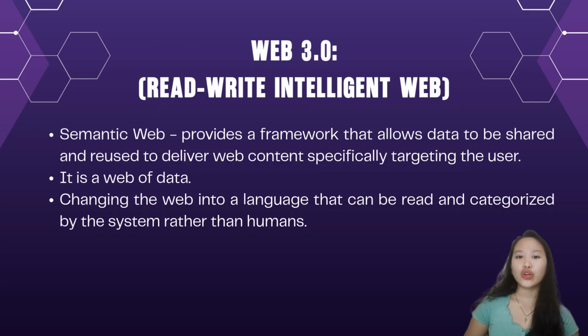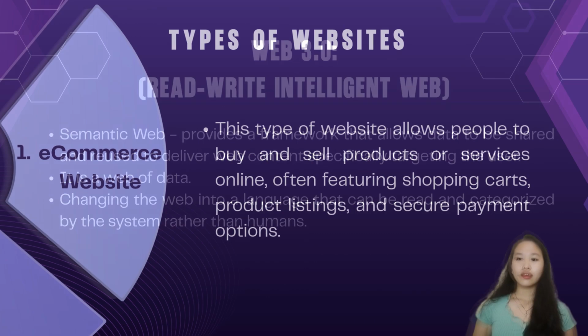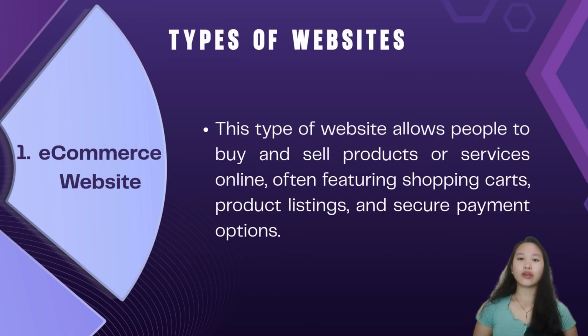Now that we've understood what Web3 is and how it works, let's explore the different types of websites that exist across all generations of the web, from Web 1 to Web 3. These categories will help us see how websites serve different purposes and audiences, and how they become smarter and more interactive over time.